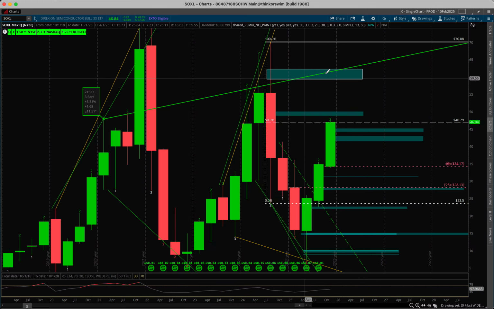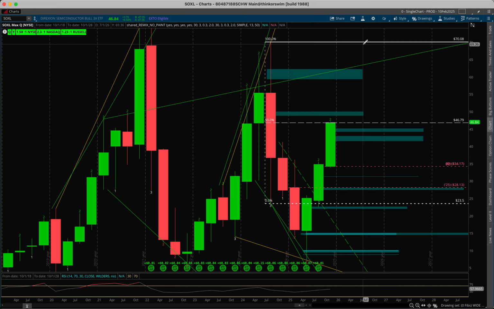If we break through this monthly broadening formation after coming through this gap, maybe it even takes the second quarter, but it does look like we should be hitting that 70.08. Again, it's triggered as long as we're above this 36.15.